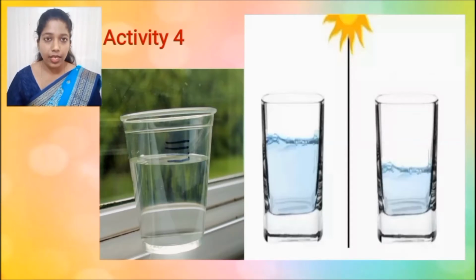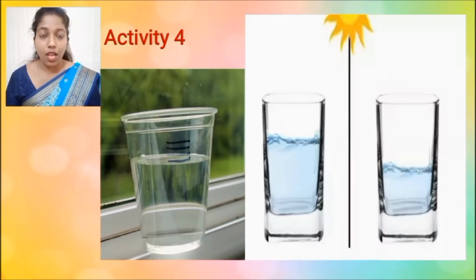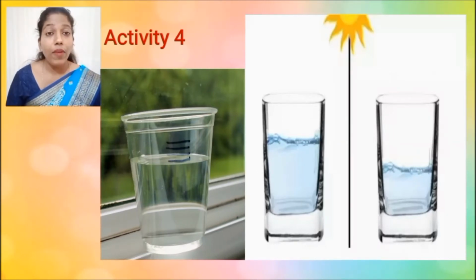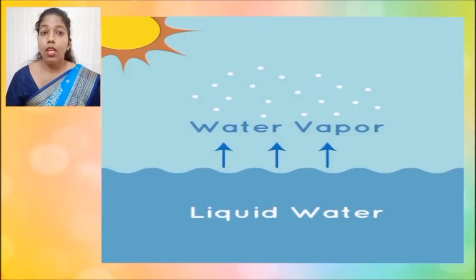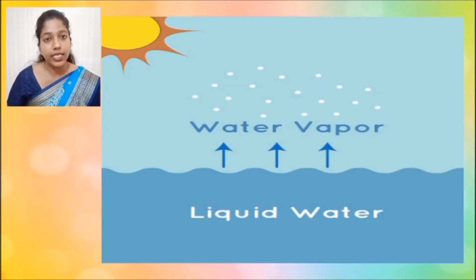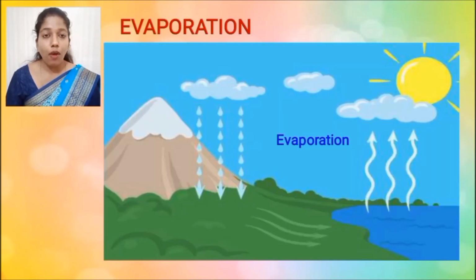Let's see another activity. Pour some water in a glass and place it in the sun. Mark the level of water using a marker. Observe the water level after every 1 hour. Where does the water go? The water changes into water vapor due to the sun's heat. The process of changing water into water vapor is called evaporation.